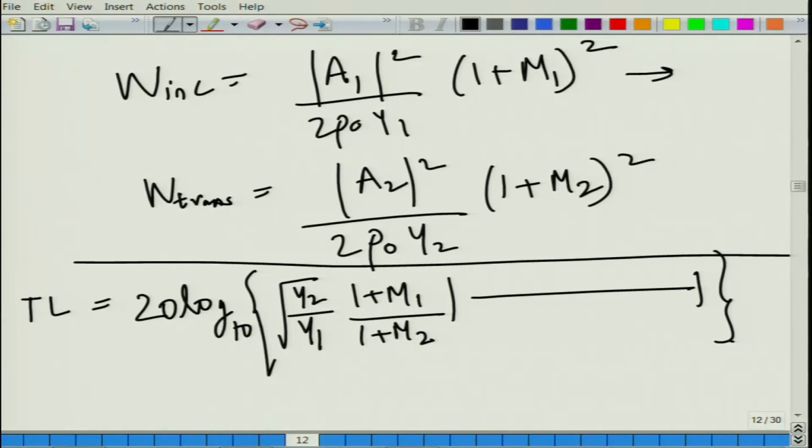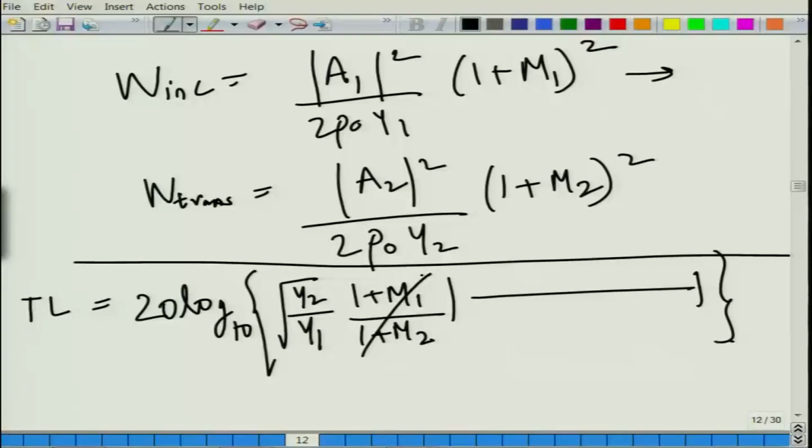So, the point is that in the presence of mean flow, the expression for transmission loss will be pretty much the same, barring the fact that there will be additional terms due to mean flow present in this thing. So, naturally one corollary that occurs is that when the Mach number is the same in both the pipes, which can be the case when the pipes have the same diameters, then this term basically goes away and you get back the classical expression for transmission loss.